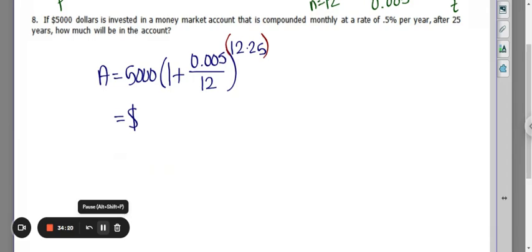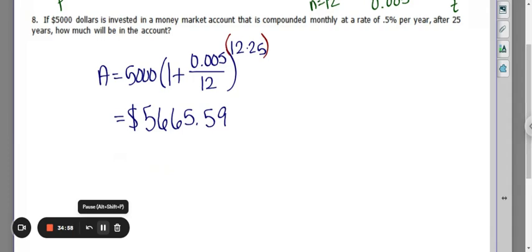So the answer is not a lot of money. $5,665.59. With only 0.5% in interest rate, that's probably not an account you want to put your money in, if you want to earn more money than that. So just be very careful, take it a piece at a time if you need to, and watch where you put those parentheses.